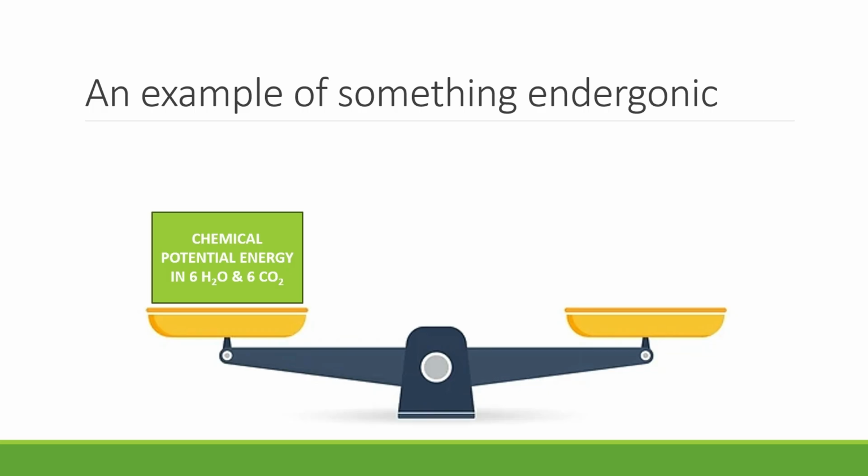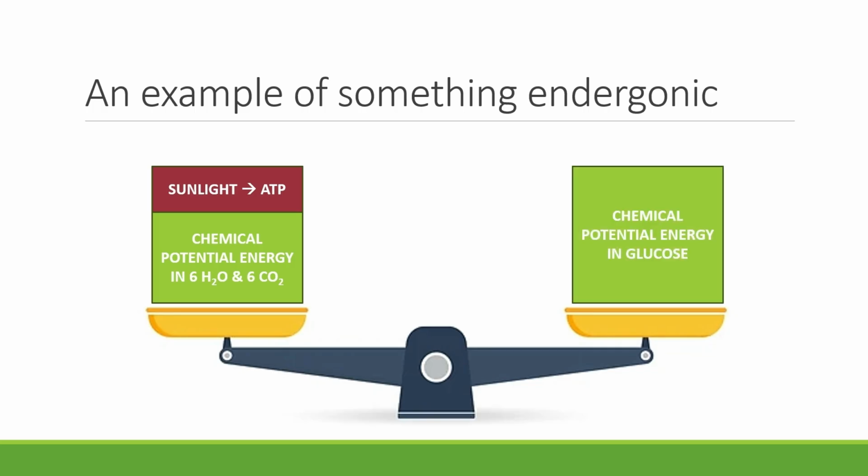Photosynthesis starts with the chemical potential energy found in 6 molecules of H2O and 6 molecules of CO2. That's what we represent with our green block on the left. And it adds the energy of sunlight captured in the form of ATP to achieve the final product of glucose, which contains not only the chemical energy from the water and the carbon dioxide, but also the additional sunlight energy added to it. So, as you can see, Gibbs free energy went up.